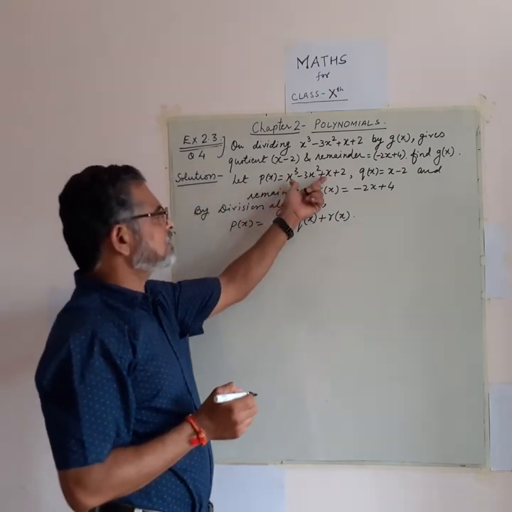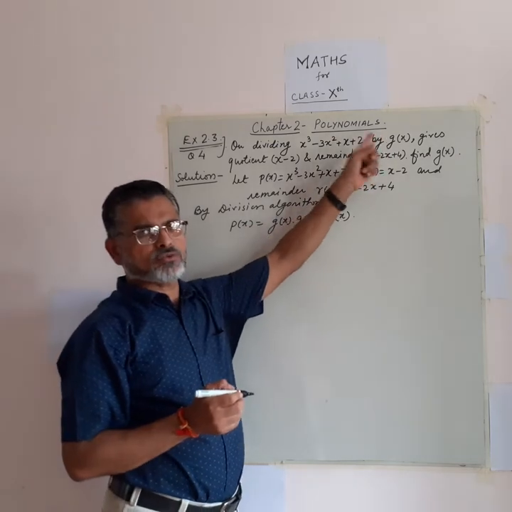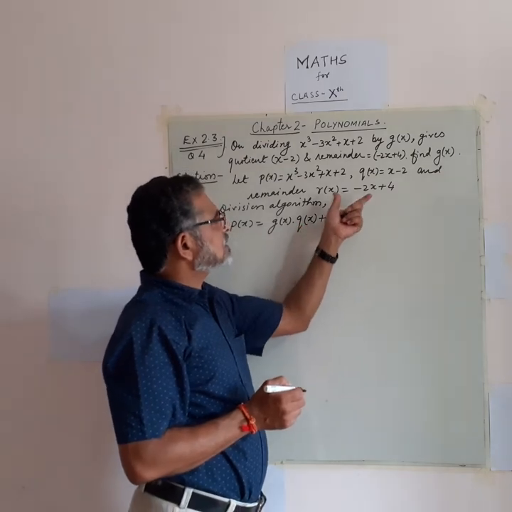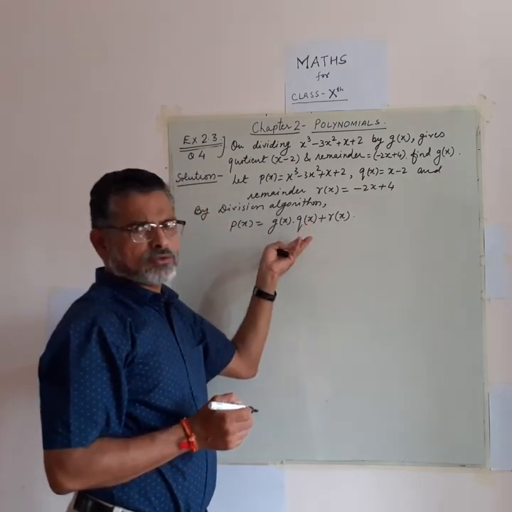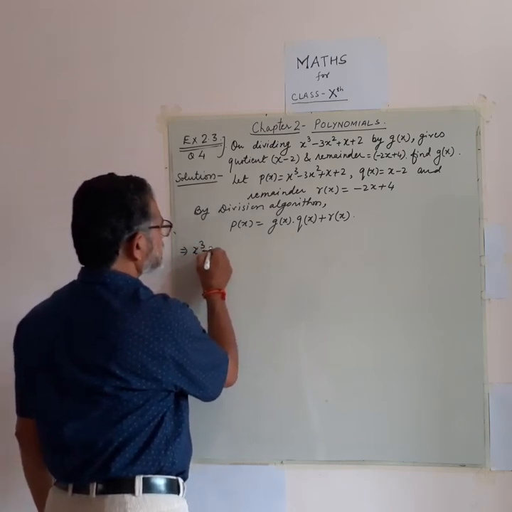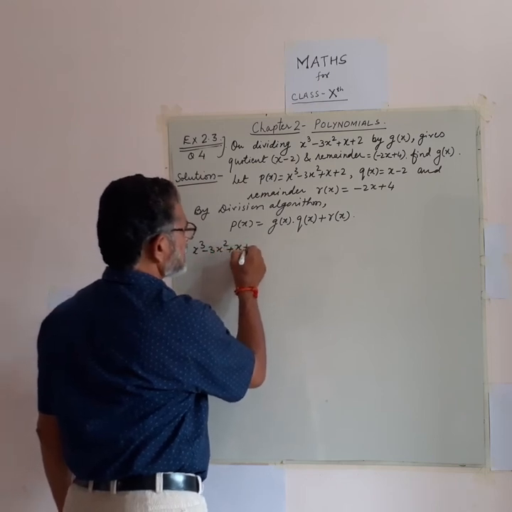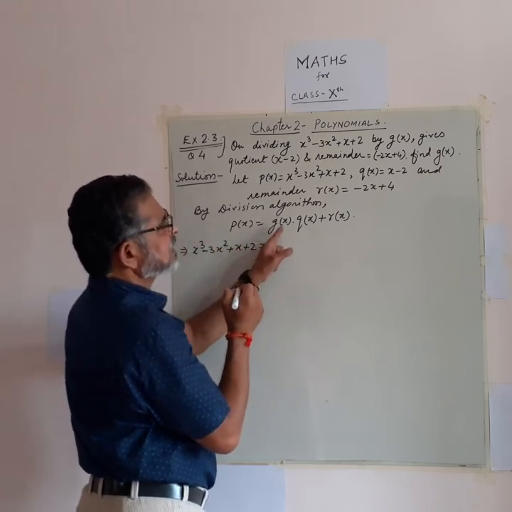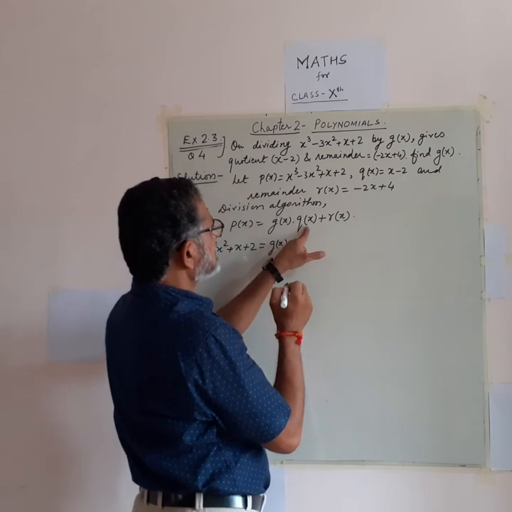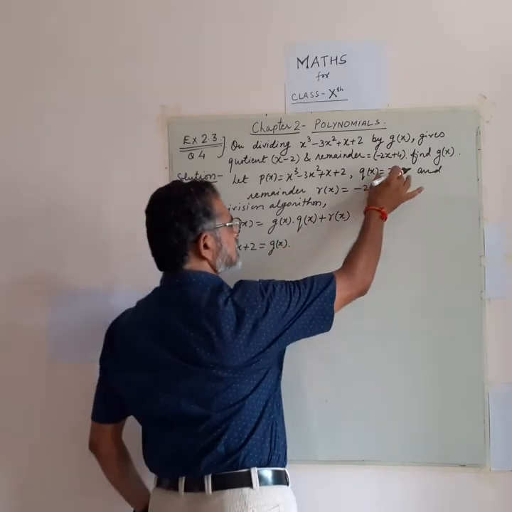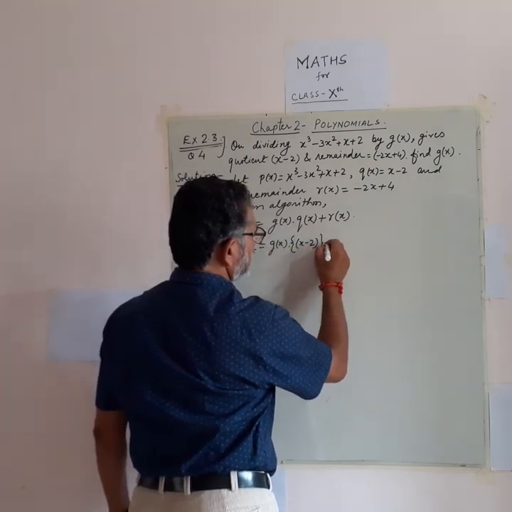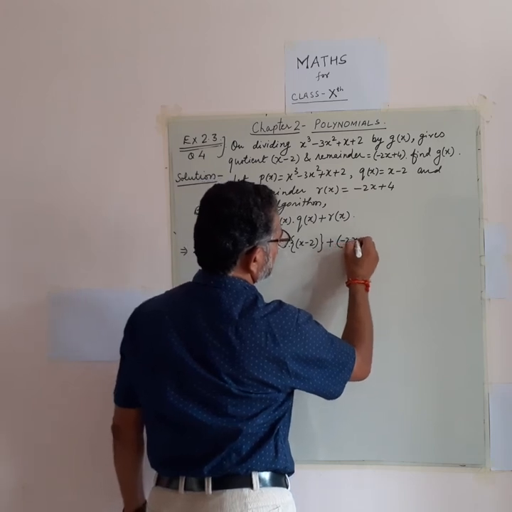P(x) is the dividend, G(x) is the divisor which we have to find, Q(x) is the quotient which is given, and R(x) is the remainder. So we put the values here. P(x) is x cube minus 3x square plus x plus 2 equals G(x). G(x) we have to find, so we write it as it is, G(x) into Q(x). Q(x) is the quotient, that is x minus 2, plus R(x). R(x) is minus 2x plus 4.